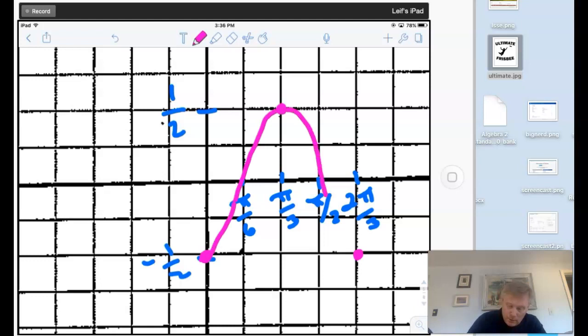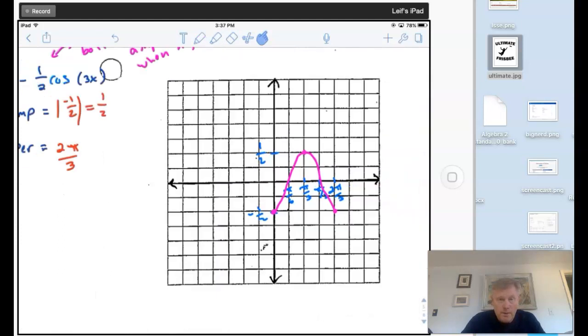Because it should hit the halfway points here and here at the x-axis, okay? I missed, so that's why I fixed that. All right, so that's one period, all right?